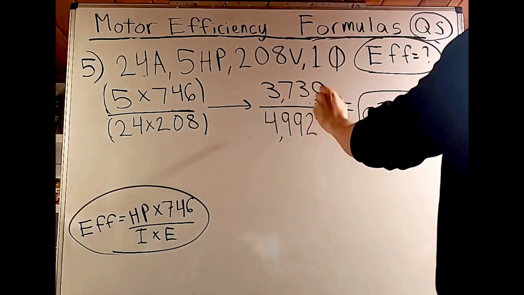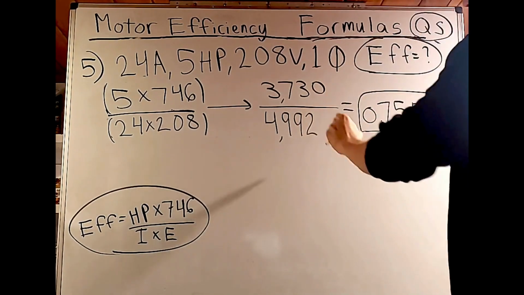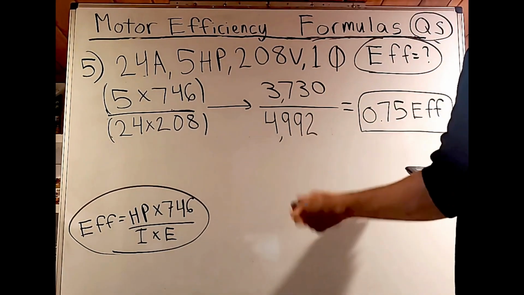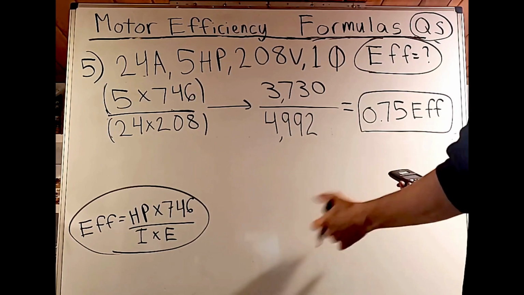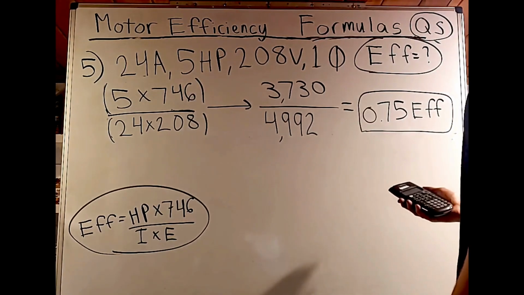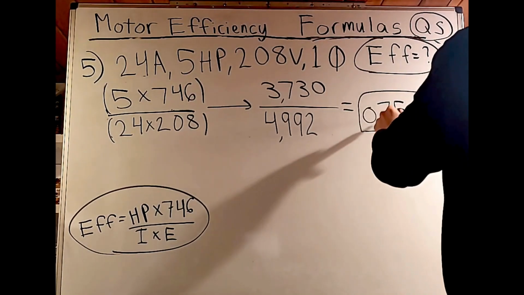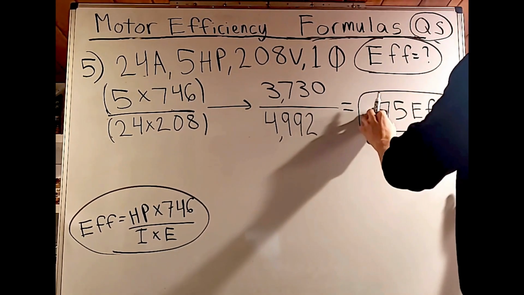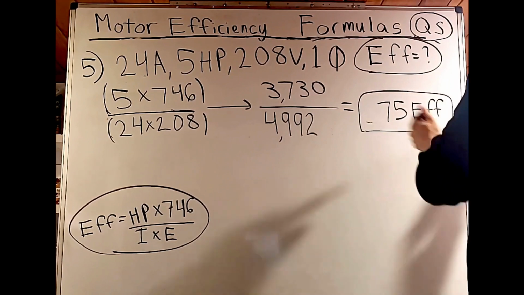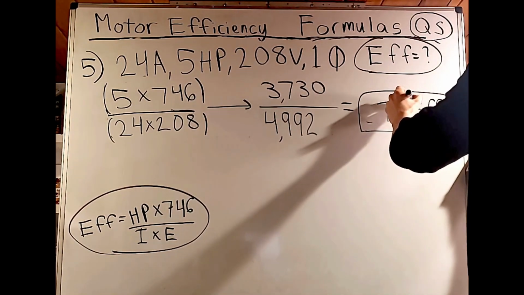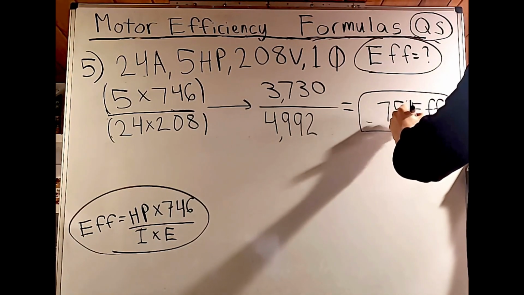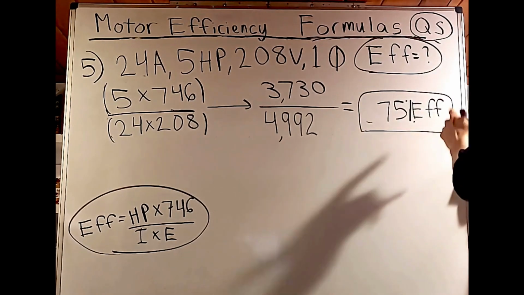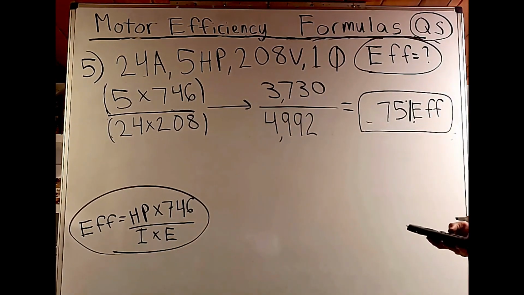3,730 divided by 4,992 is going to give us 0.74719. It keeps going. It's a big decimal. We're going to round it up to 0.75 as our efficiency. So in other words, since our efficiency rating is a percentage, we're going to call that 75% as our efficiency. And that's our final answer.